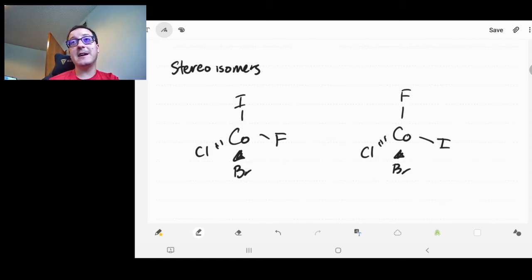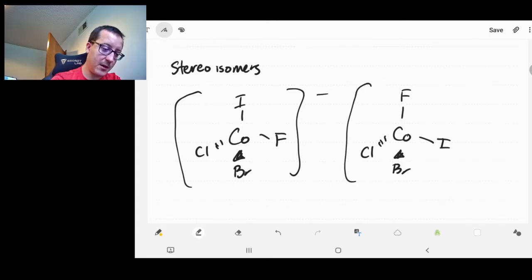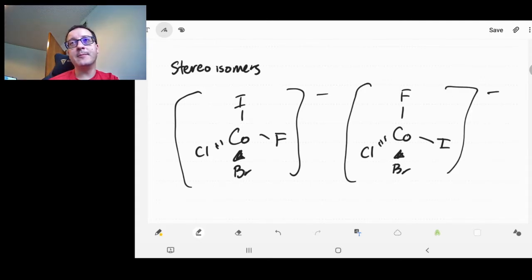This would be a pair of stereoisomers. So we note they all have the same ligands, they're all bound the same way. Technically this would be a 1 minus ion, if cobalt is going to be its usual +3.